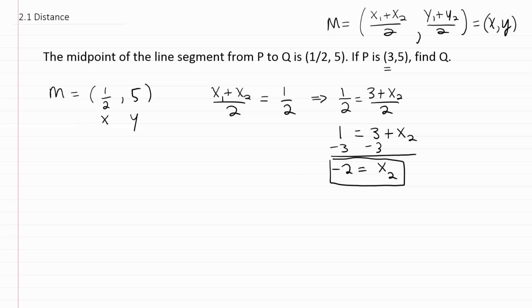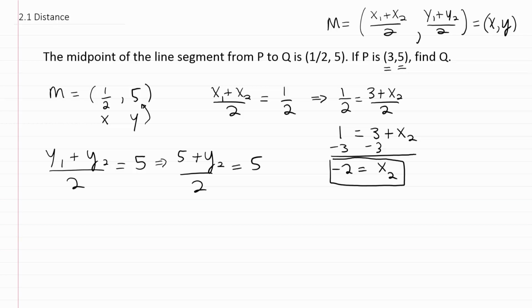Now we can do the same thing for the y component. So again, it would be (y1 + y2)/2 is equal to the y component of the midpoint, and we know that answer is 5, right? Because the y part of the midpoint is 5. Now we also happen to know that the y component of the first point is 5, so we end up having (5 + y2)/2 is equal to 5.